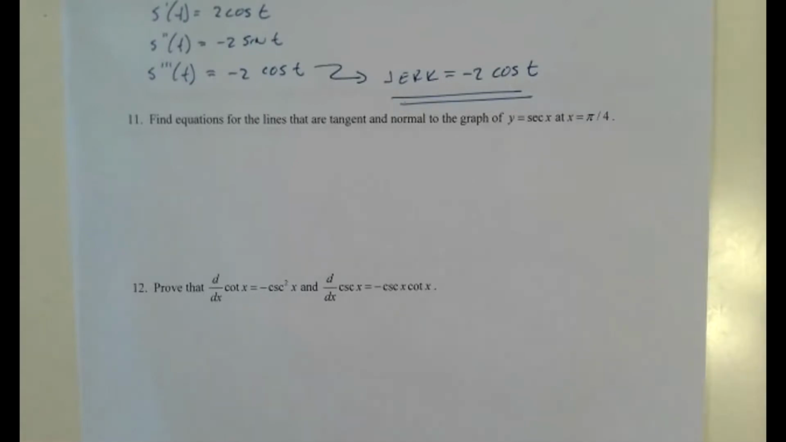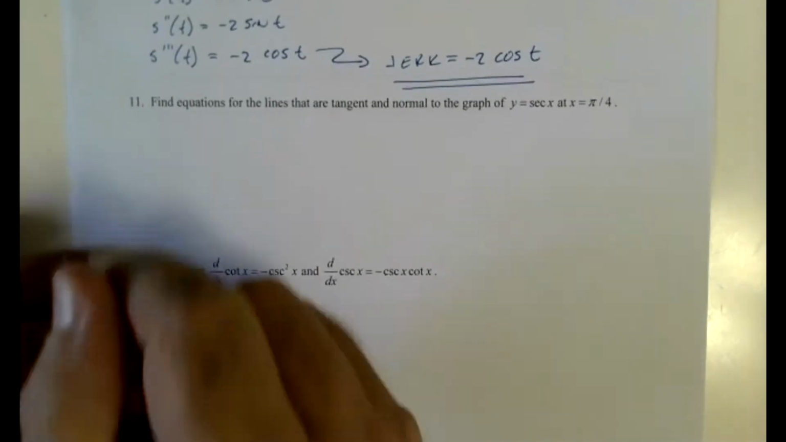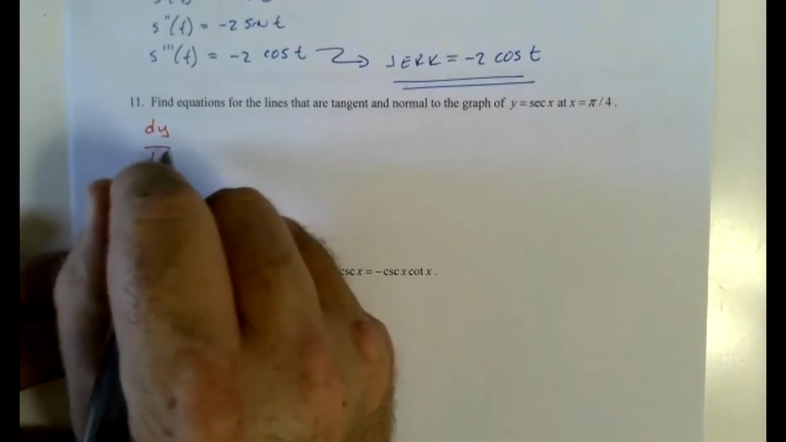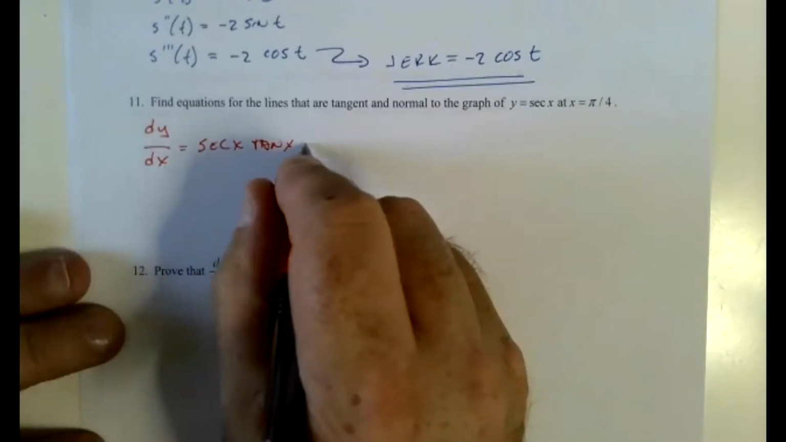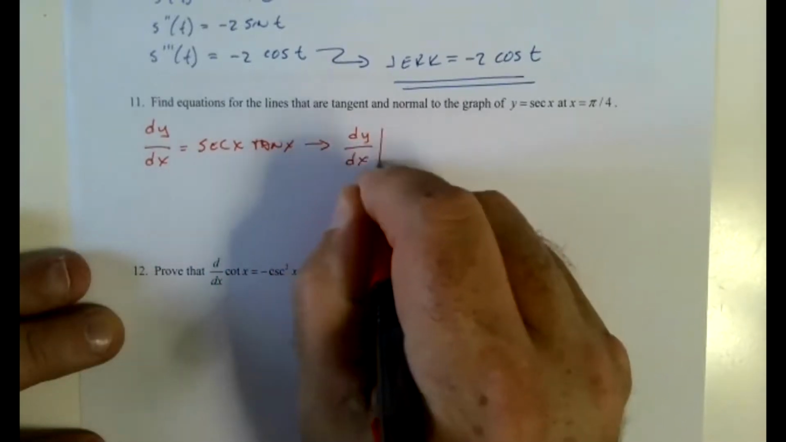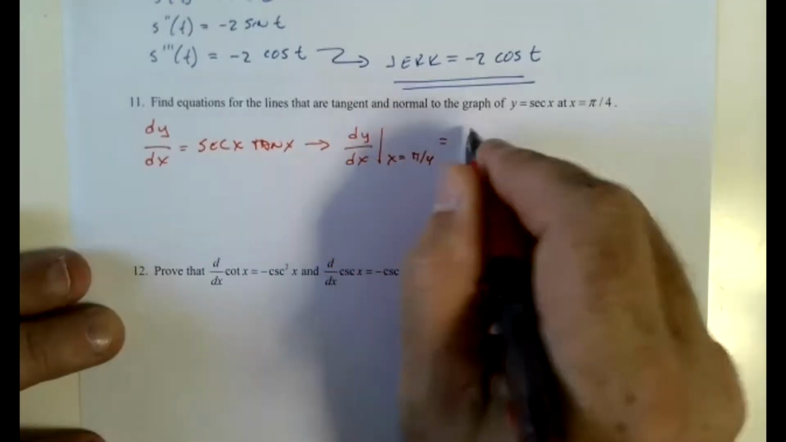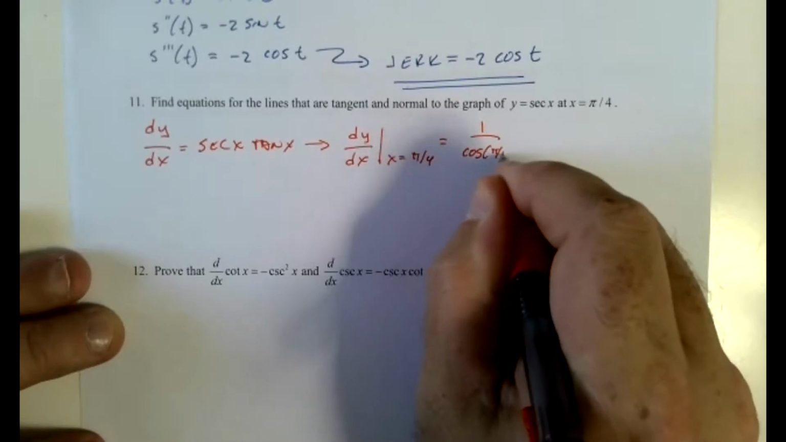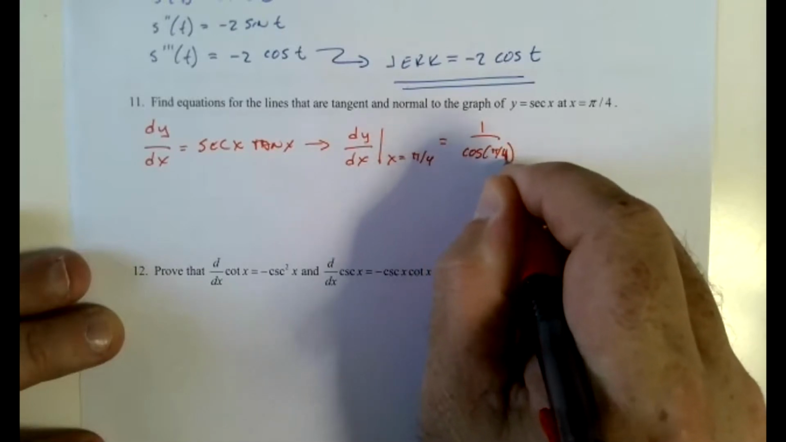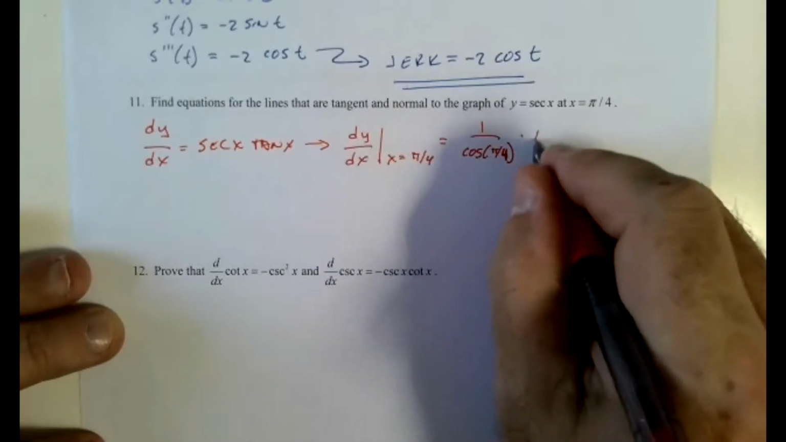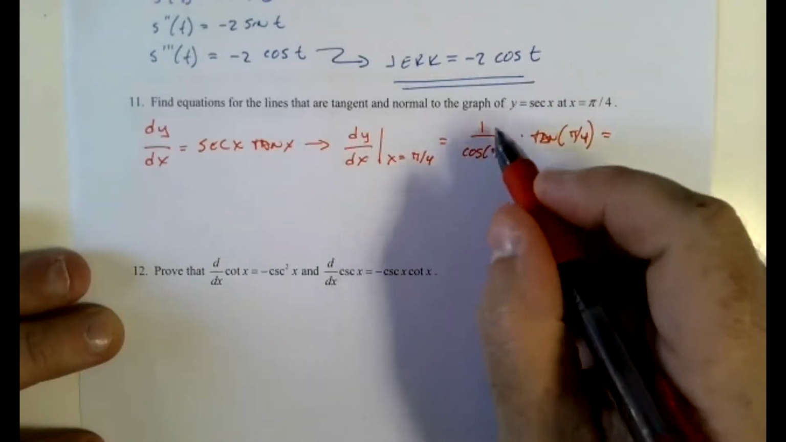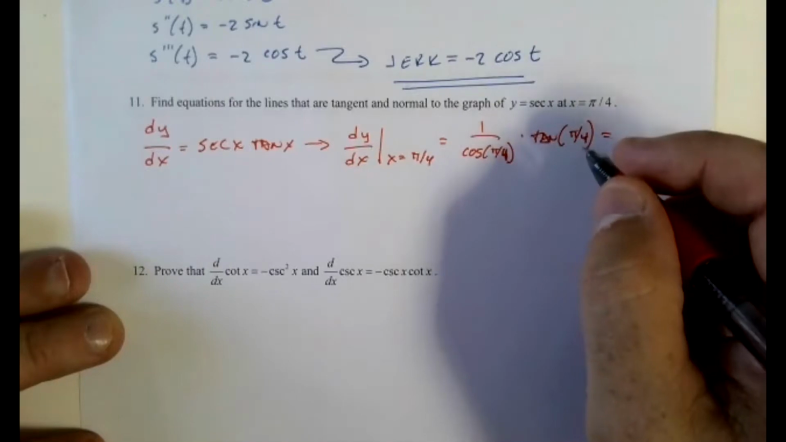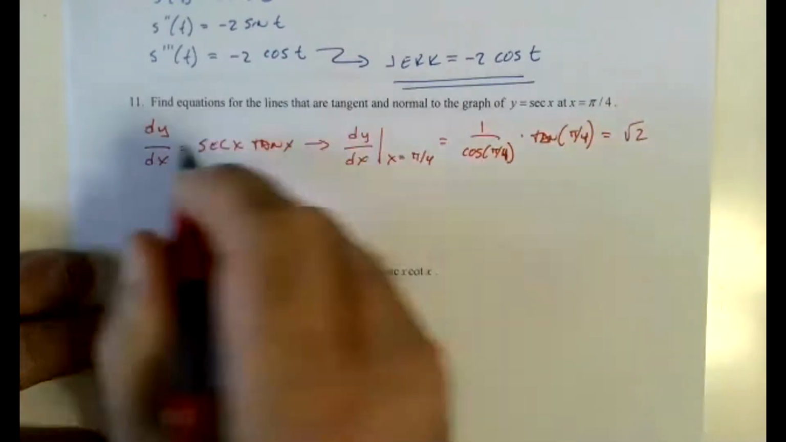Fine, equation lines of tangent and normal, graph. I think I pulled this directly off of my quiz. Dy dx equals secant x tangent x. Dy dx at x equals pi over 4 equals 1 over cosine of pi over 4 times tangent pi over 4, which is 1 over root 2 over 2, which is root 2. So we just get root 2. No units.